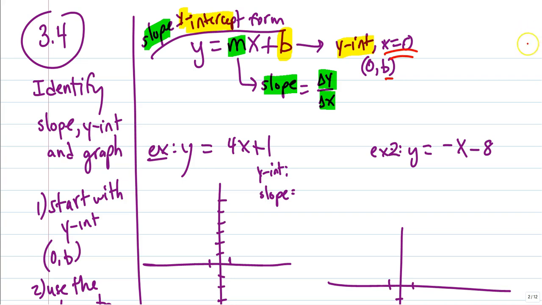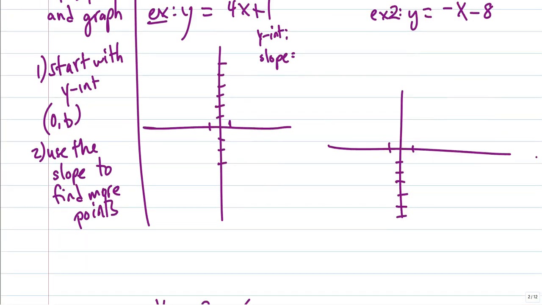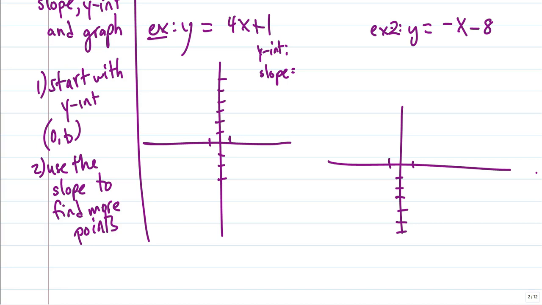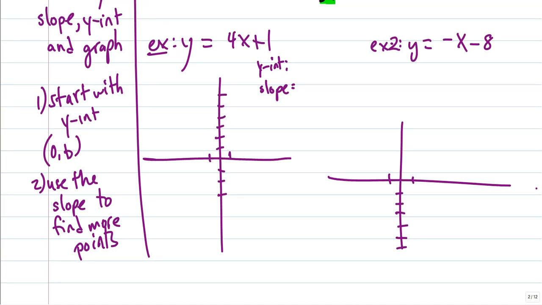So here's how we're going to graph these. And I'm going to show you kind of the process. We need to identify the slope, the y-intercept, and then graph. So let's see. Here's 4x plus 1. You should have seen this before now, this is basically in mx plus b form. So when we graph, we start with the y-intercept.